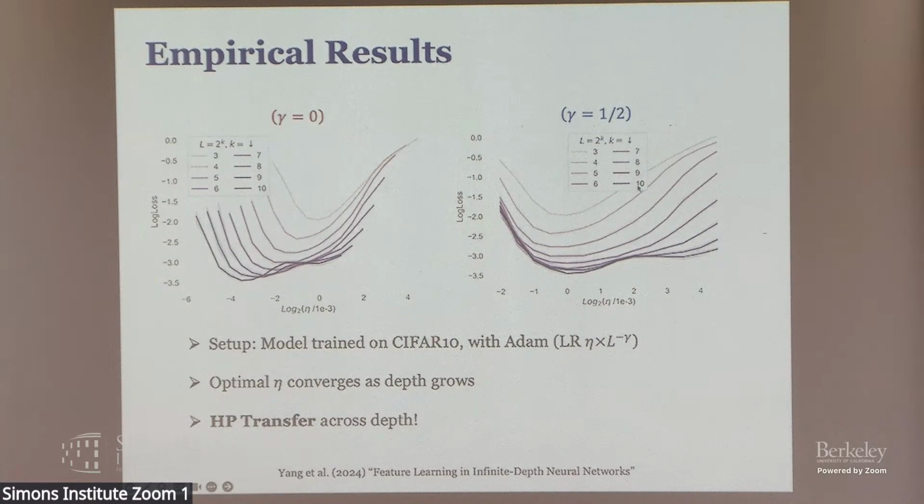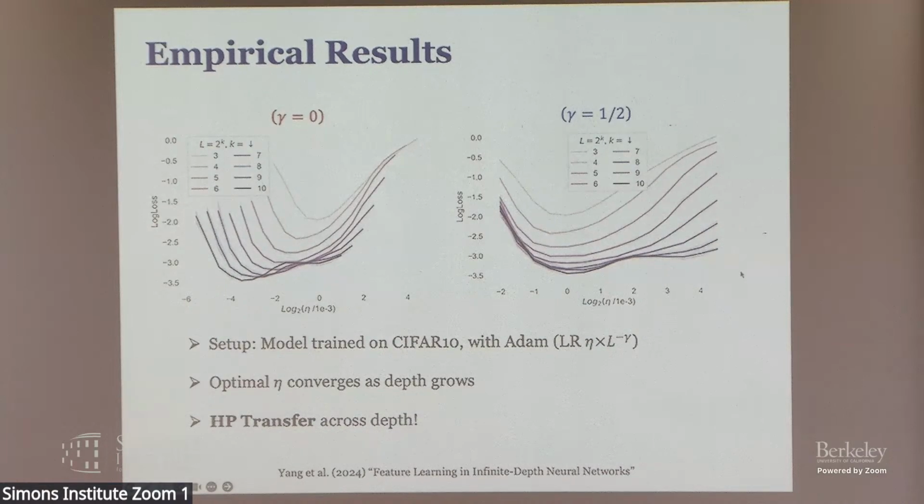So for example, the optimal learning rate for 2 to the power 10, like a 1,000 layer network, is approximately the same as the optimal learning rate for this network, which is like 2 to the power 6 layers. And this is what we call hyperparameter transfer across depth. It's good because instead of tuning that eta for this 1,000 layer neural network, you can tune it just for this neural network here with maybe 100 layers or even less, and use the same eta for the 1,000 layer neural network. So the optimal hyperparameter transfers across depth.